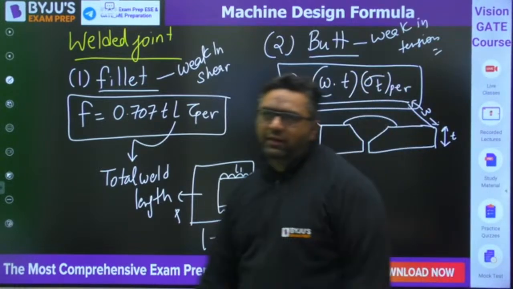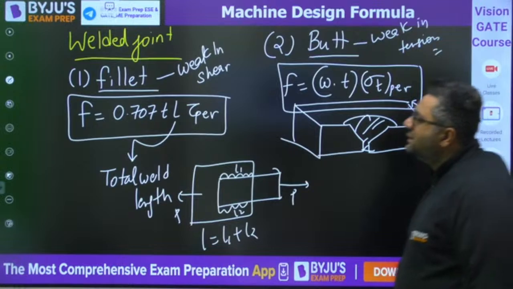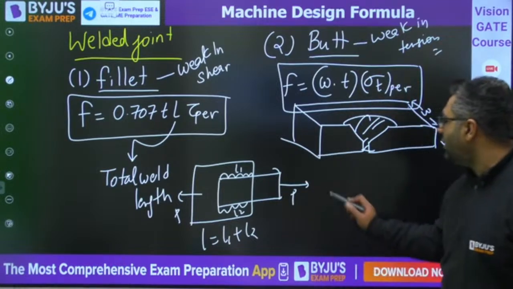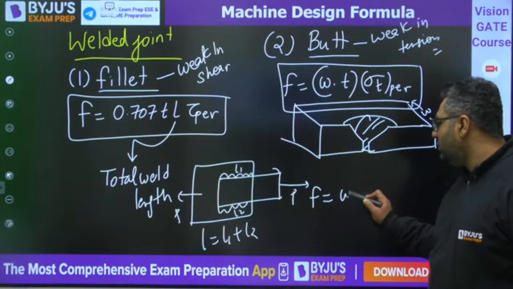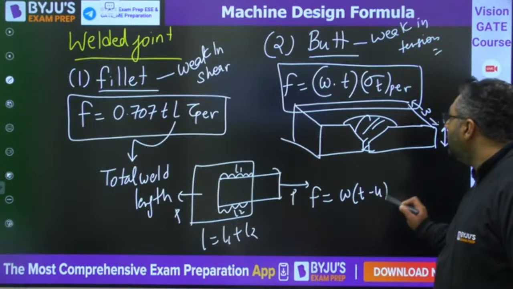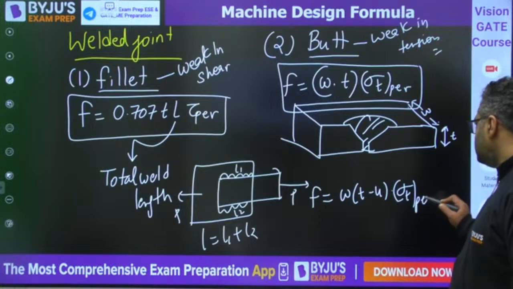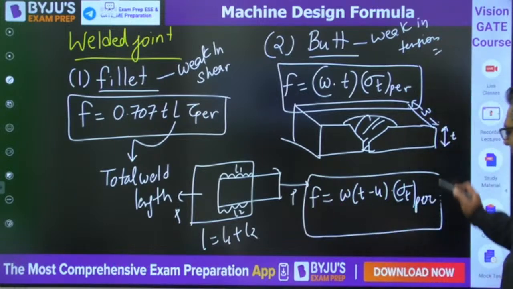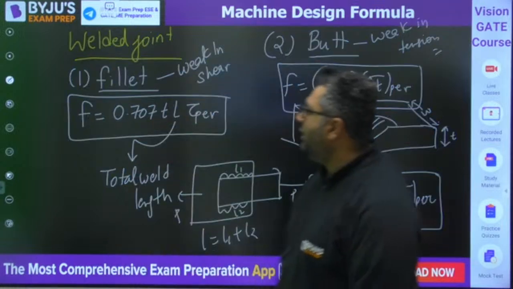Is it clear for everyone? Yes, it is clear for everyone. This is about the butt weld, and if there is some undercutting, then undercutting is going to happen within the thickness. So W into (T minus U) into sigma T permissible. So these are the formulas. Okay, clear for everyone? Please tell me that. This is about the welded joint.